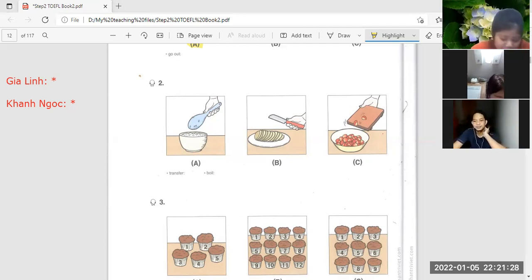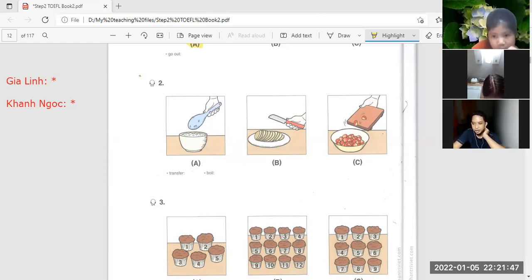Listen to the woman. Kevin, why don't we make some tomato spaghetti for dinner? Please chop the tomatoes and transfer them to a small bowl while I boil the spaghetti noodles. What does the woman want Kevin to do?